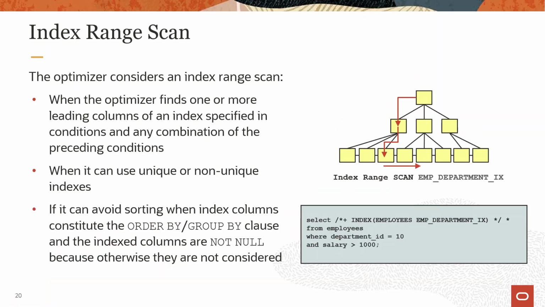The index range scan is a common operation for accessing selective data. Now, the optimizer will consider an index range scan when the optimizer finds one or more leading columns of an index specified in conditions and any combination of the preceding conditions. It will also consider using unique or non-unique indexes, and it will consider an index range scan if it can avoid sorting when index columns constitute the order by or group by clause and the index columns are not null because otherwise they are not being considered.